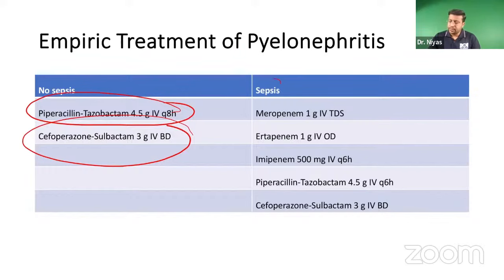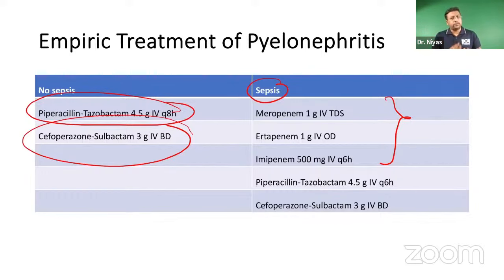If the patient is in sepsis, you may choose a carbapenem: meropenem, ertapenem, or imipenem can be given as the first-line agent for the treatment. Again, if the organism is susceptible, even piperacillin tazobactam or cefoperazone sulbactam can be chosen. But if the patient has sepsis, particularly hypotension, and particularly if the patient has bacteremia, that is, you isolate the organism in the blood, carbapenem may be preferred.